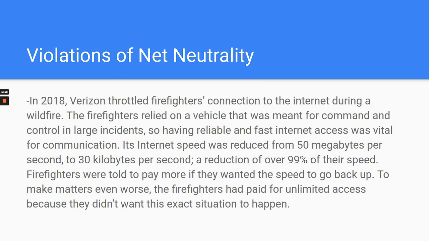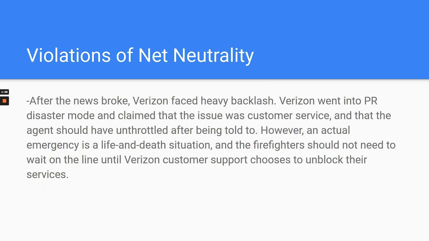To make matters even worse, firefighters had paid for unlimited access because they did not want this exact situation to happen. After the news broke, Verizon faced heavy backlash. Verizon went into PR disaster mode and claimed that the issue was customer service and that the agent should have unthrottled after being told to. However, an actual emergency is a life and death situation, and the firefighters should not need to wait on the line until Verizon customer support chooses to unblock their services.